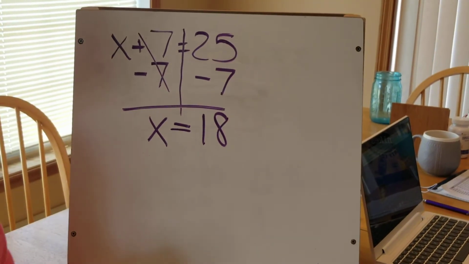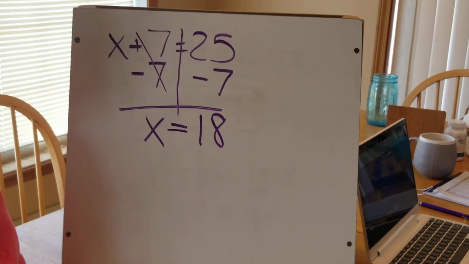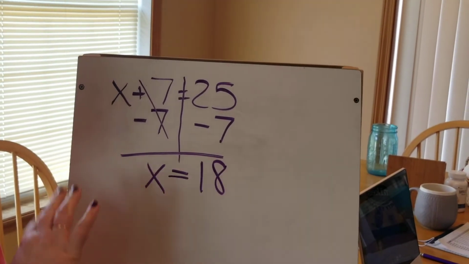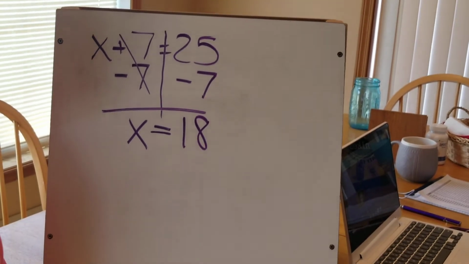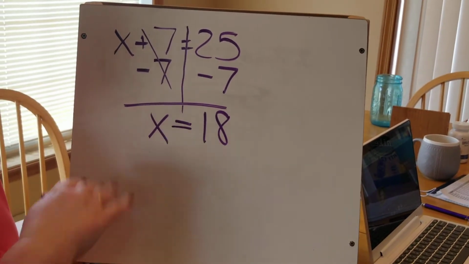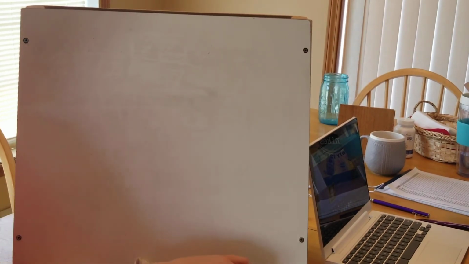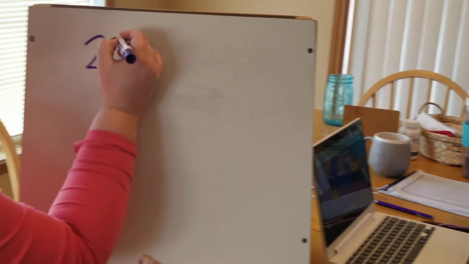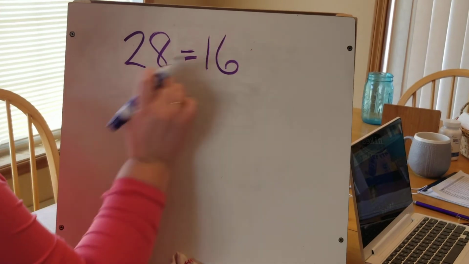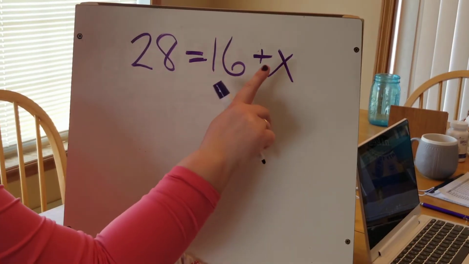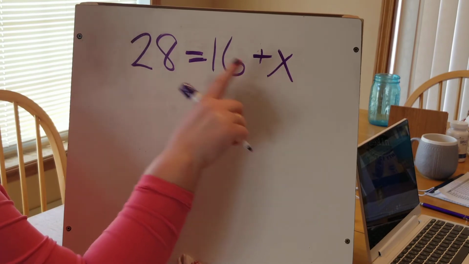You may want to pause the video here and try the example that I wrote in the Jamboard. That way you can see the different types of problems that I'm doing right after I show you one. Our next problem is going to look a little different, but it's still an addition problem. So I have 28 equals 16 plus x. So the x is on the right side of the equation, not the left.